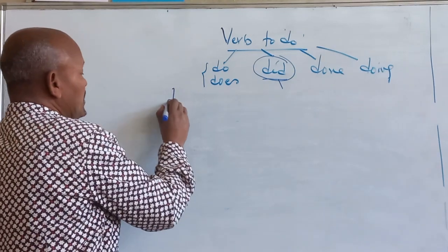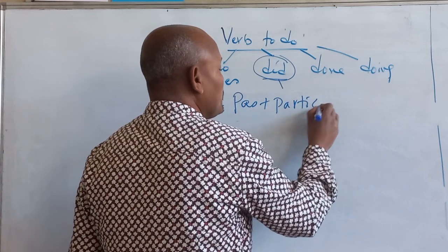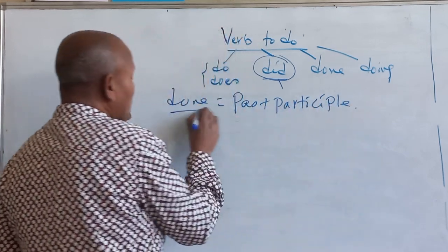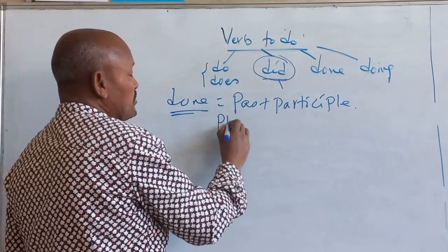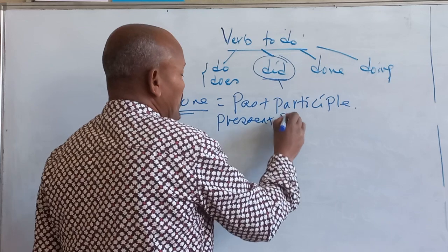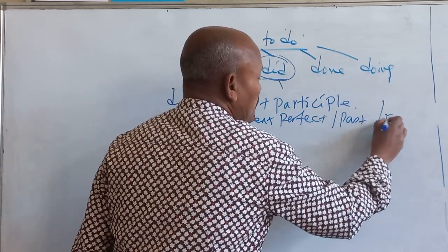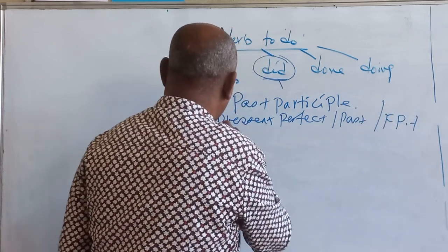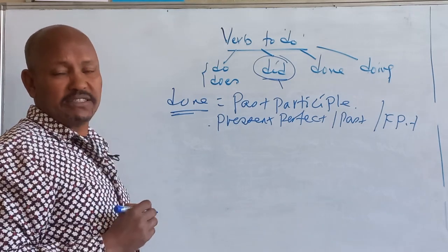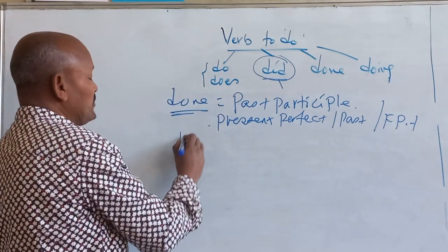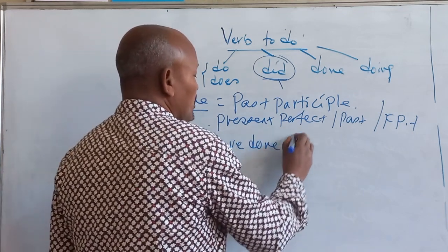Done. When we use done, which is the past participle, yes, past participle. The past participle form of do or does is what we use. So we use it in either present perfect or past perfect or future perfect. So we can just use done for the three perfect tenses. For example, here: they have done the work.